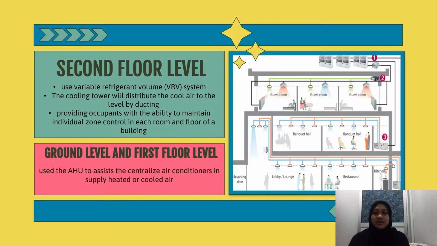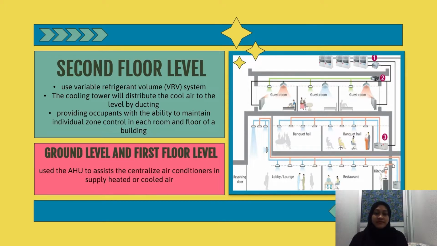The chiller produces chilled water and pushes it around the building to air handling units, AHU. The ground level and first floor level use the AHU to assist the centralized air conditioner in supplying heat or cool air into the kitchen, lobby, restaurant and banquet hall.